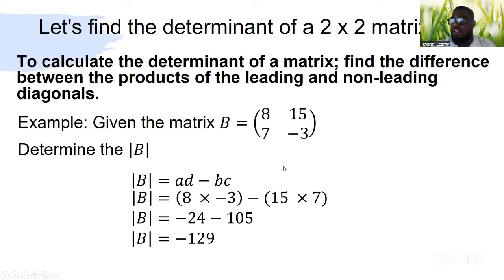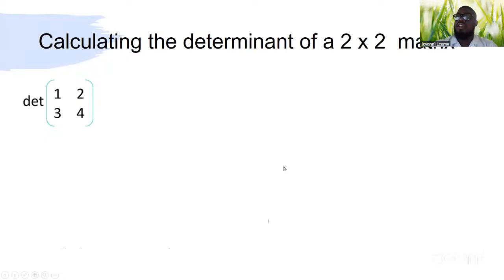So thanks for that. Now what about this? Let's see if anyone can give me the value of the determinant of this matrix quickly. And again, it is the product of the leading diagonal minus the product of the non-leading diagonal. So quickly, let's see who can give me the answer first. A boy or a girl? Anyone? The final answer. All right, Javon, final answer.